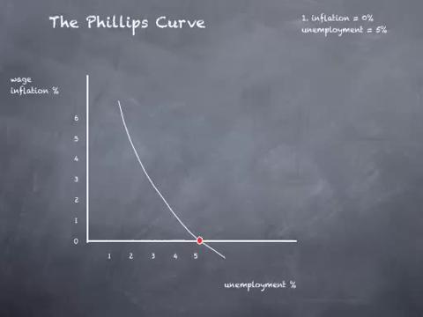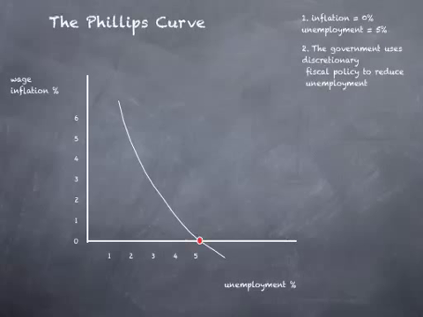If the government was of a Keynesian frame of mind, they would want to reduce this rate from 5% to 3% by using discretionary fiscal policy. That is, reducing taxation, increasing government expenditure, or both. By boosting aggregate demand, jobs are created and unemployment falls. We move up along the Phillips curve, but see that we now gain this at the expense of 2% inflation.